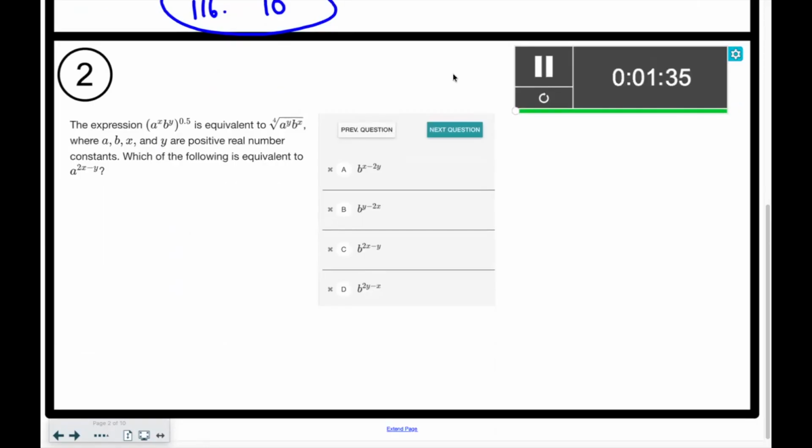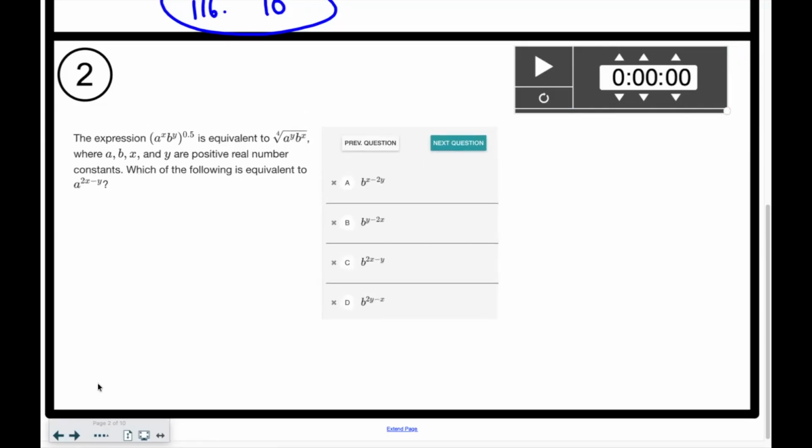All right. Number two is another kind of hard one. So this one is again a tough problem, but you gotta get started somehow. If they're saying these are equivalent, then I'm just gonna set them equal to each other.